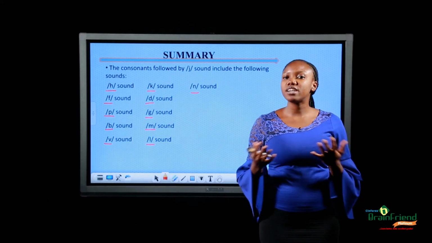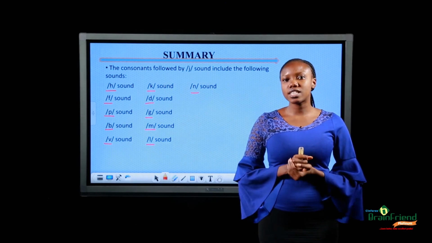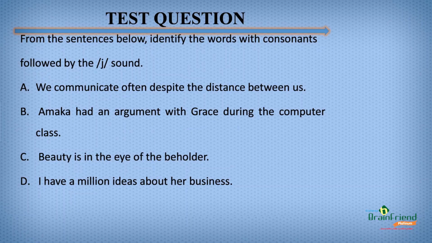Now, to know how well we have learnt in today's lesson, let's take a test question. From the sentences below, identify the words with consonants followed by the U sound. A. We communicate often despite the distance between us. B. Amaka had an argument with Grace during the computer class. C. Beauty is in the eye of the beholder. And lastly, D. I have a million ideas about her business.